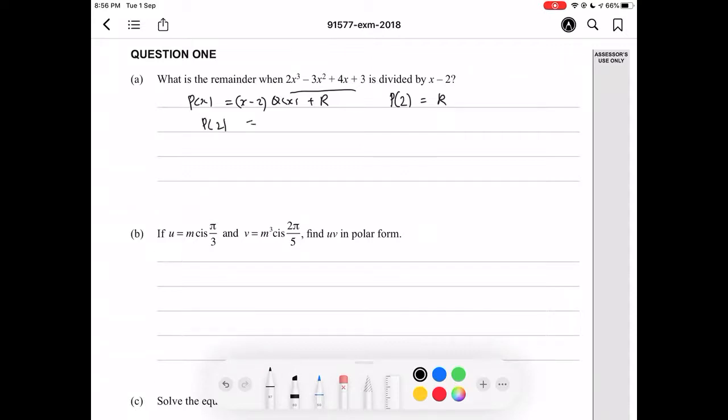So p of 2 equals 2 times 2 cubed minus 3 times 2 squared plus 4 times 2 plus 3. Let's just calculate it. 2 cubed is 8, times 2 is 16, minus 3 times 4, plus 8, plus 3. We should get that r equals 15. So our remainder is 15 in this case, and this will give us an achieved grade here.